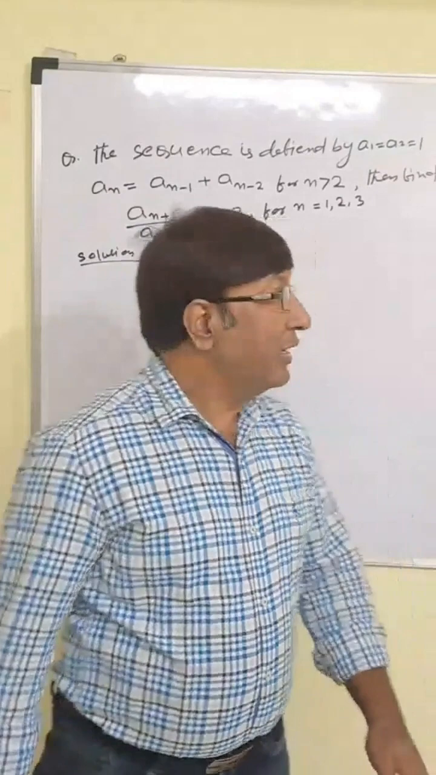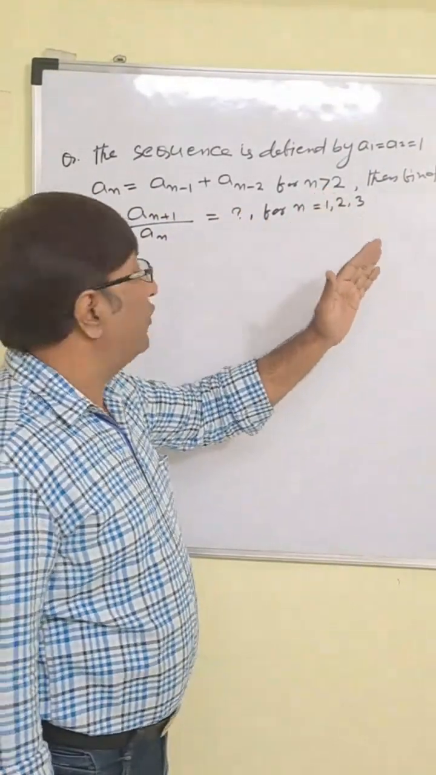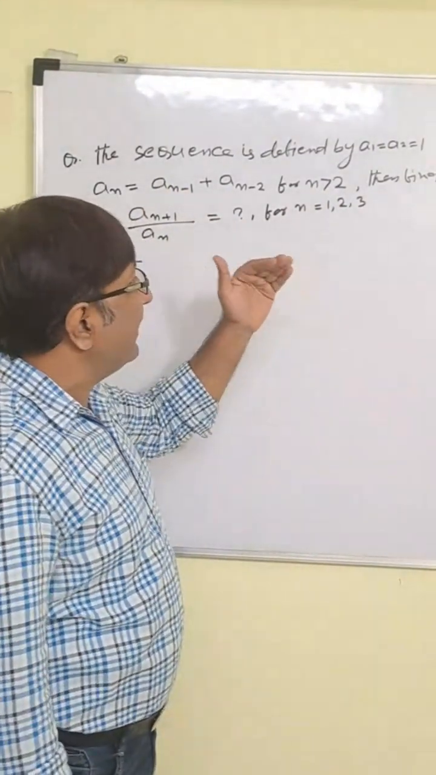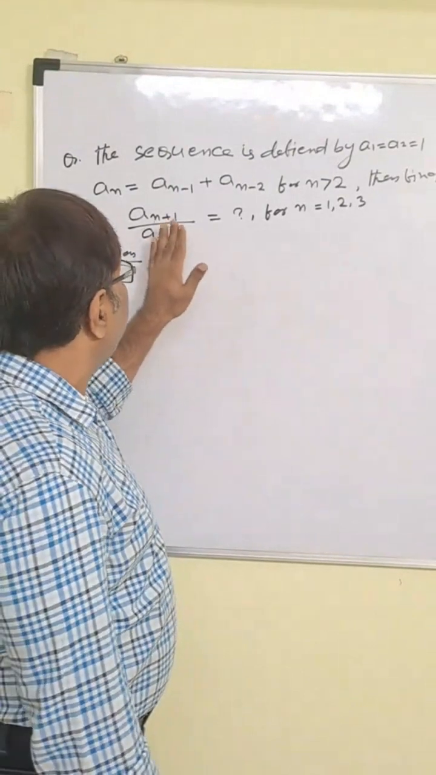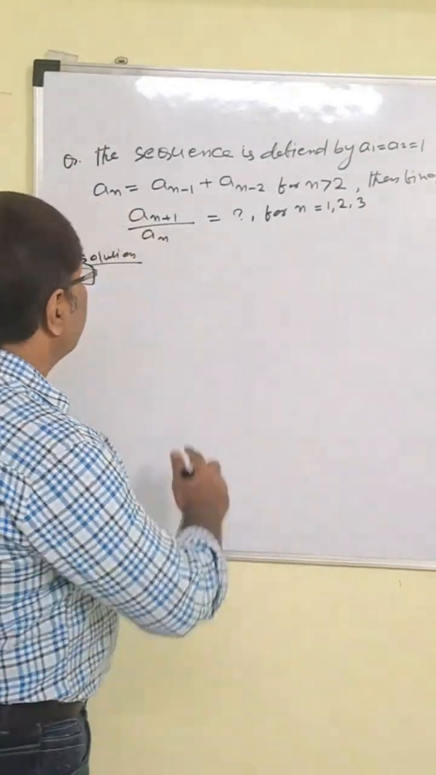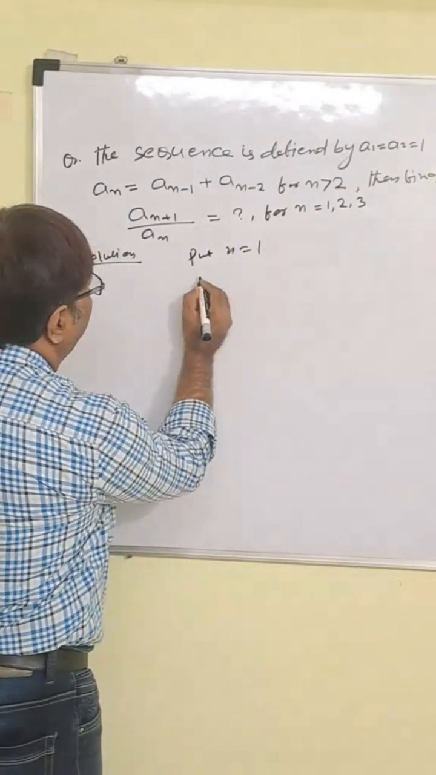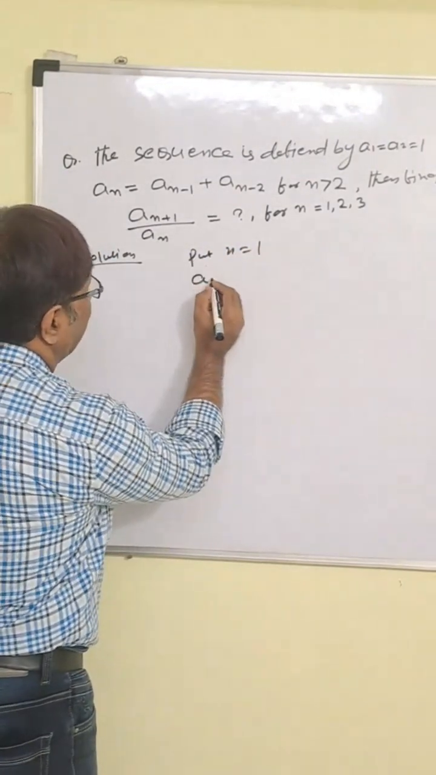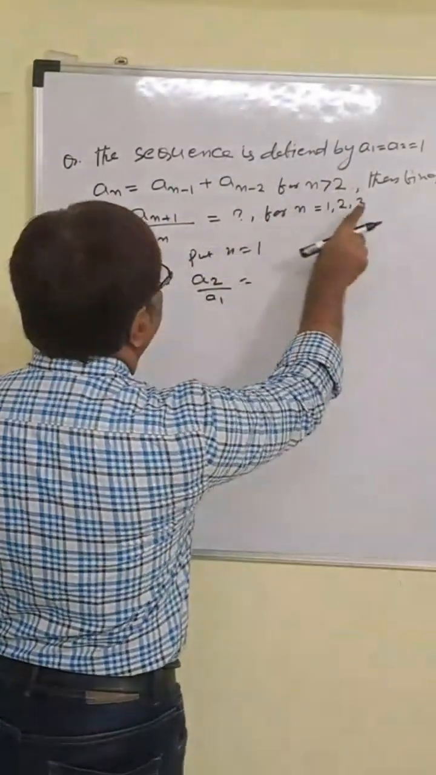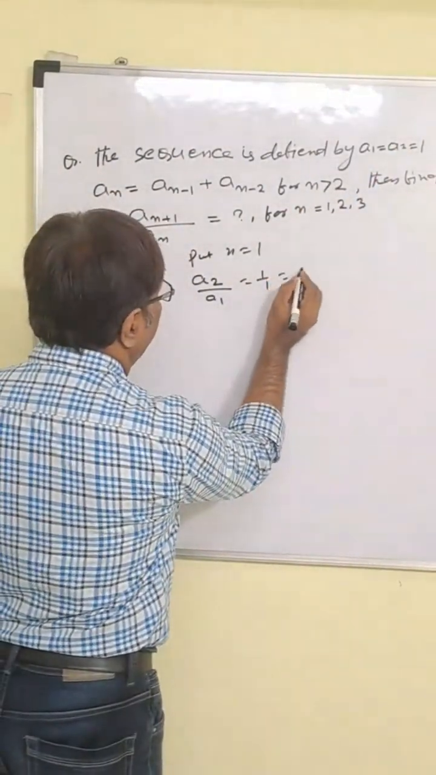Let us see the question. Here the question is: the sequence is defined by A1 equal to A2 equal to 1 and An equal to An minus 1 plus An minus 2 for n greater than 2. Then find the value of An plus 1 by An for n equal to 1, 2 and 3. First we are finding for n equal to 1. Put n equal to 1, we will get 1 plus 1, that is 2, A2 upon A1. You know A1 equal to A2 is already given as 1. So this is 1 by 1, so 1.